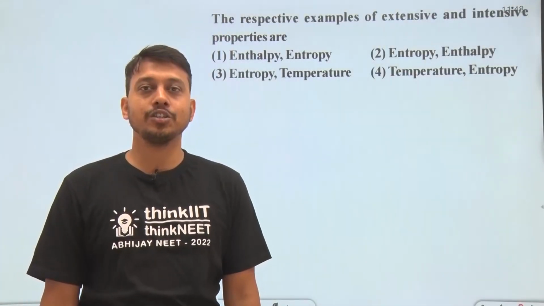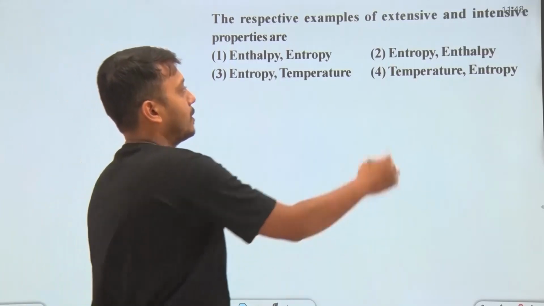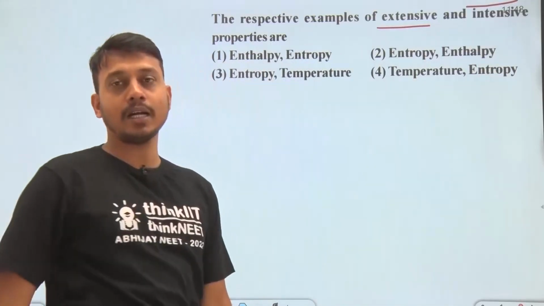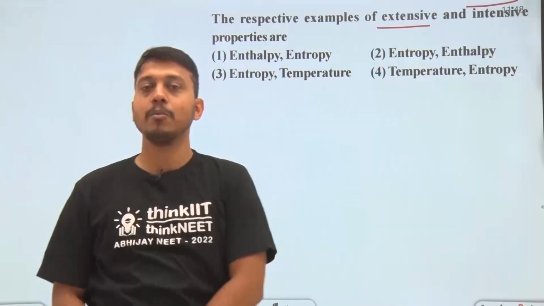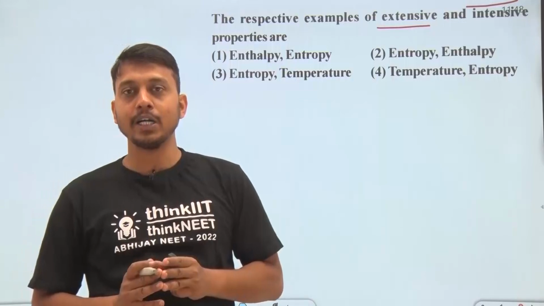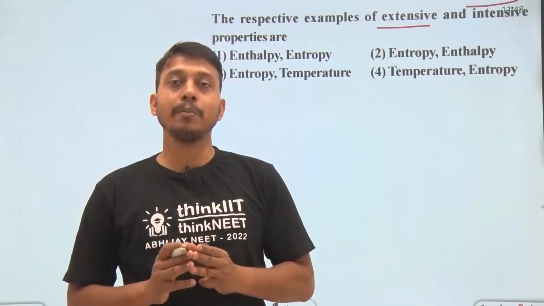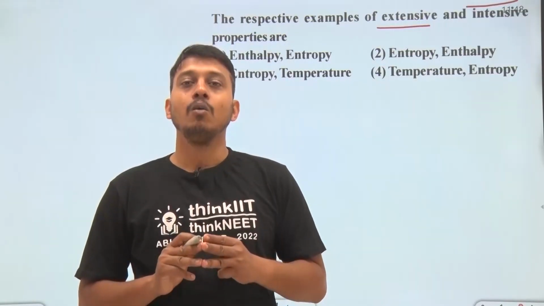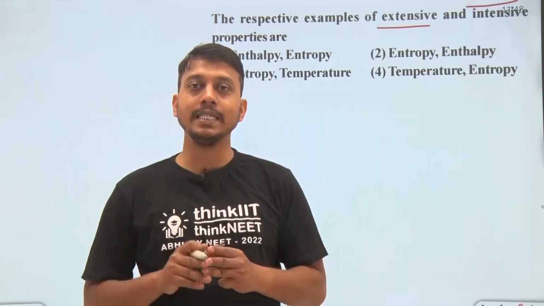So students, the next question is from the thermodynamics chapter. The respective examples of extensive and intensive properties. We have to find out which option will contain respectively an extensive and an intensive property. As we know, all the properties are classified into two categories, extensive and intensive. The properties which depend upon the number of particles are called extensive, while those which do not depend upon the number of particles are called intensive.